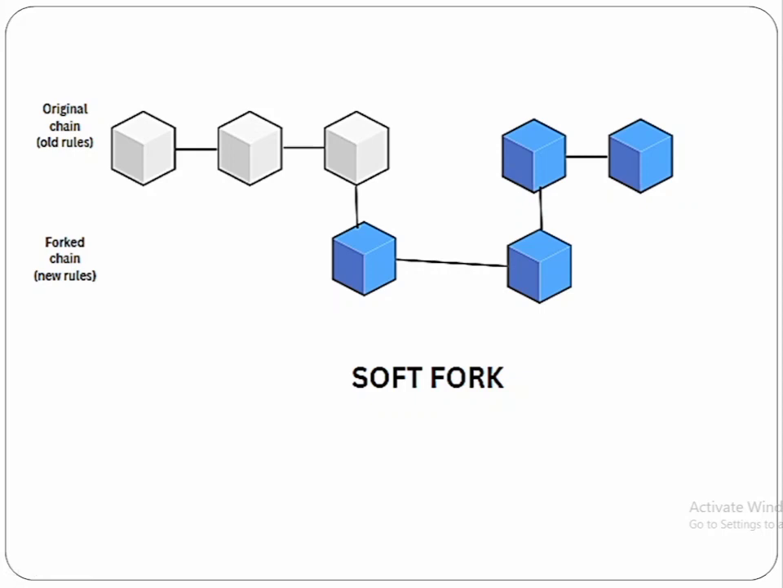Now let us see an example of a soft fork. In the case of a soft fork, the blockchain is backward compatible. Just like an upgrade to software, a fork is an upgrade to the blockchain. The soft fork is a backward compatible upgrade to a blockchain protocol. This means it introduces new rules that don't invalidate previously valid blocks or transactions.